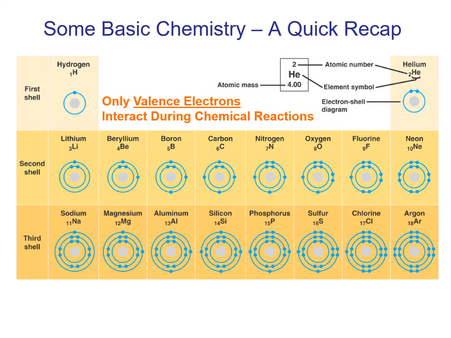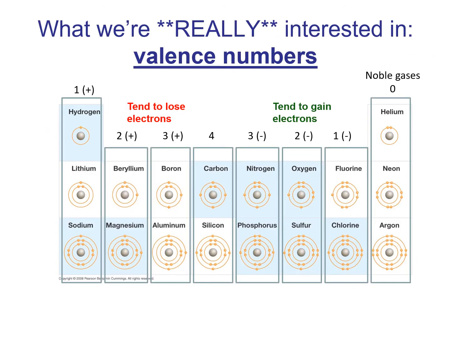That outermost shell is known as the valence shell, and it's the valence electrons that interact during chemical reactions, and only the valence electrons. So when we're talking about chemistry and we're trying to figure out how 2 atoms are going to behave, how they're going to sort things out if we throw them in a room together, what we're interested in is the number of valence electrons. Now, this can be kind of confusing because the number of valence electrons and valence number are not the same thing. Now, let me explain what I mean here.